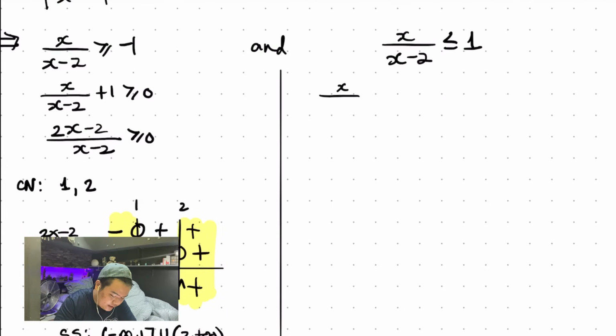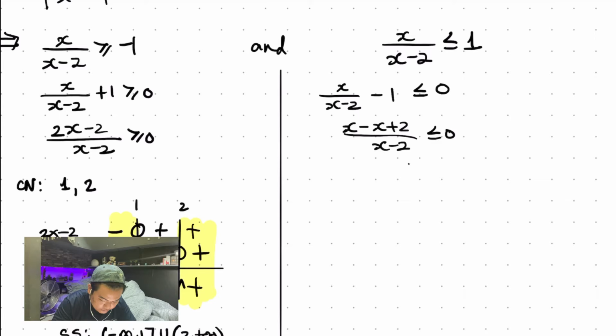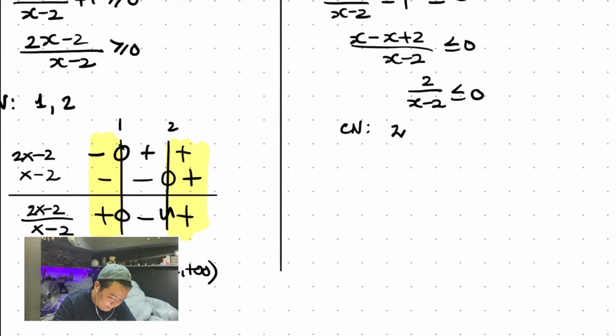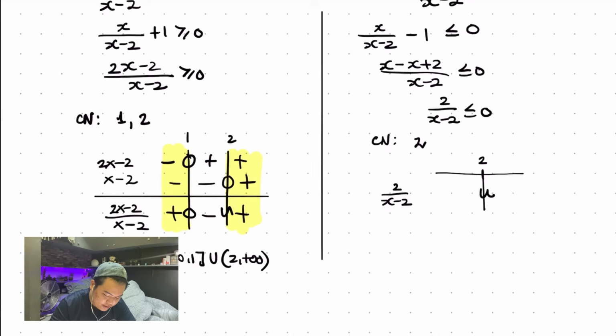So, x over x minus 2 minus 1 is less than equal to 0. Ano lalabas yan? Minus x plus 2. So, 2 over x minus 2 is less than 0. So, anong critical numbers nito? 2, diba? Sulat nga natin sa number line. So, meron tayong 2. Sulat na natin 2 over x minus 2. So, dito undefined siya. And then, plug in numbers.